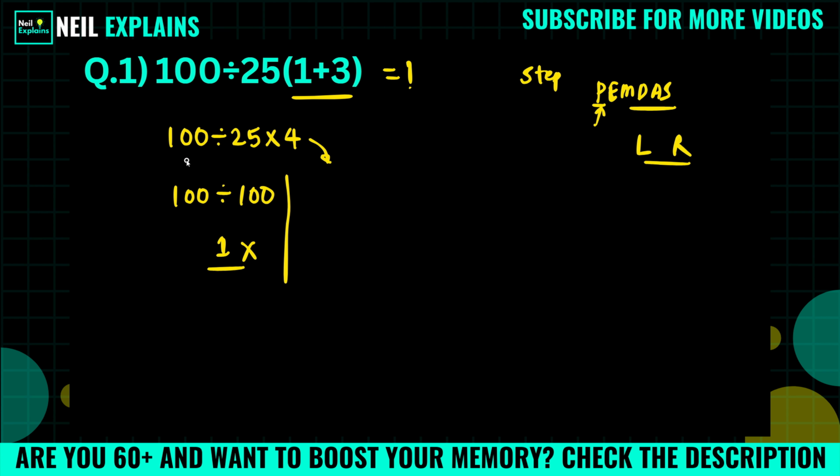So first we have to solve this one. We will write the question again: 100 divided by 25 into 4. When we solve this, 100 divided by 25, we will get 4, and then into 4. When we multiply 4 into 4, we will get 16. So here 16 is the right answer.